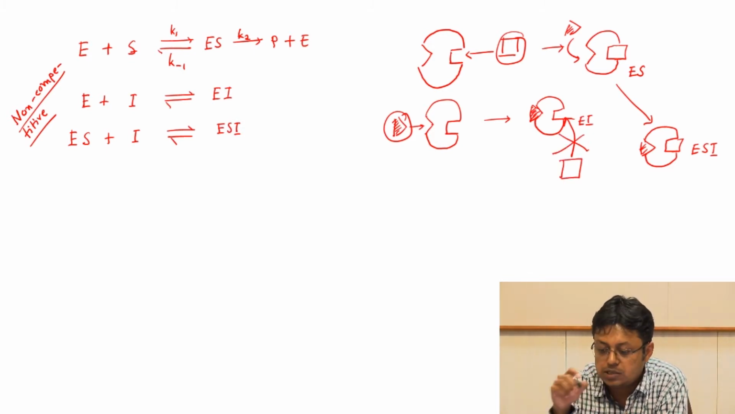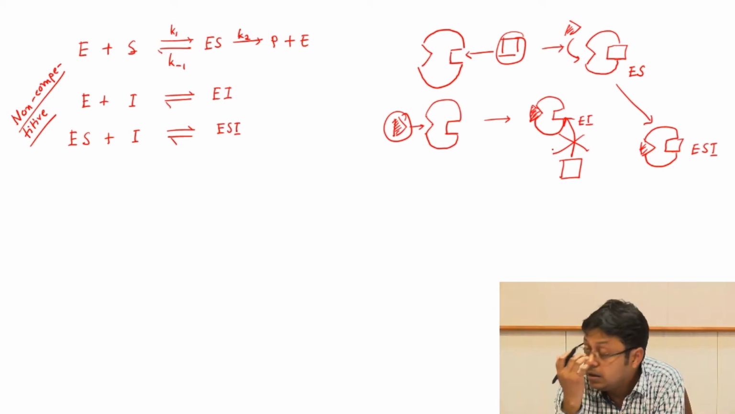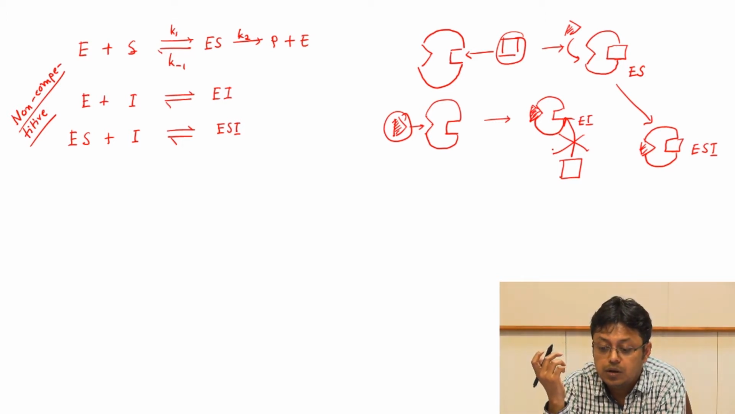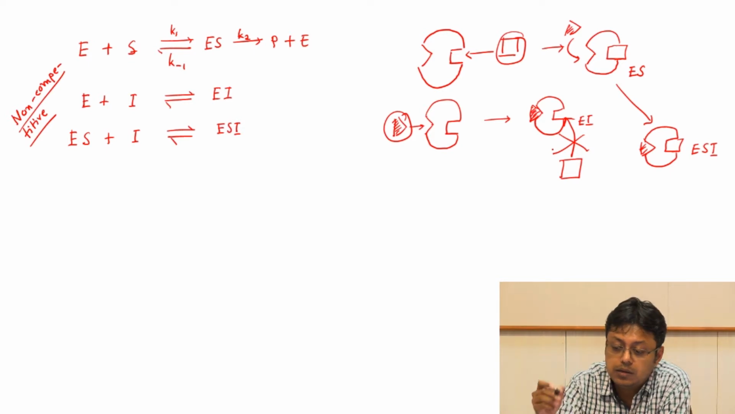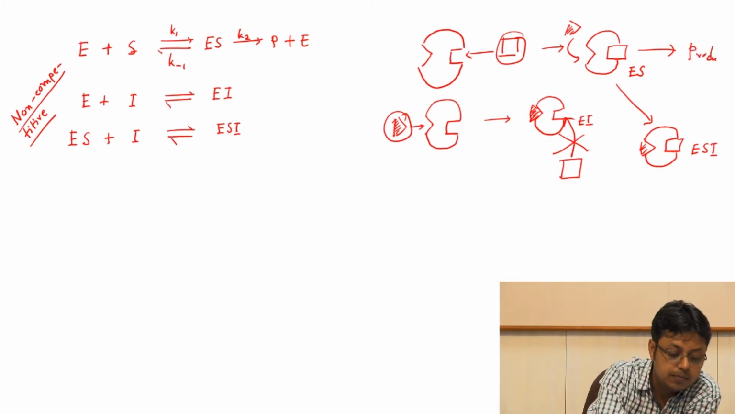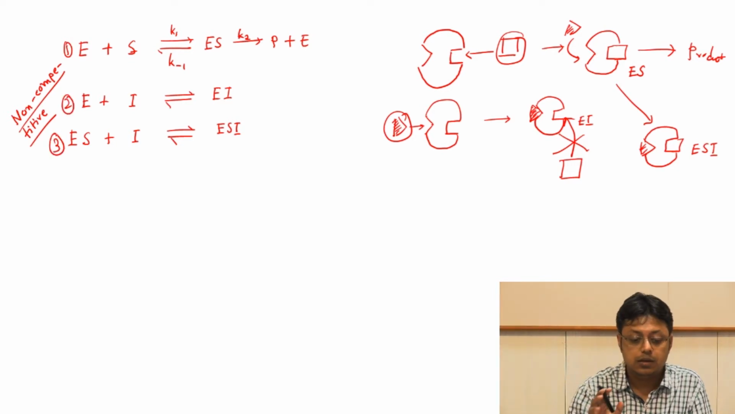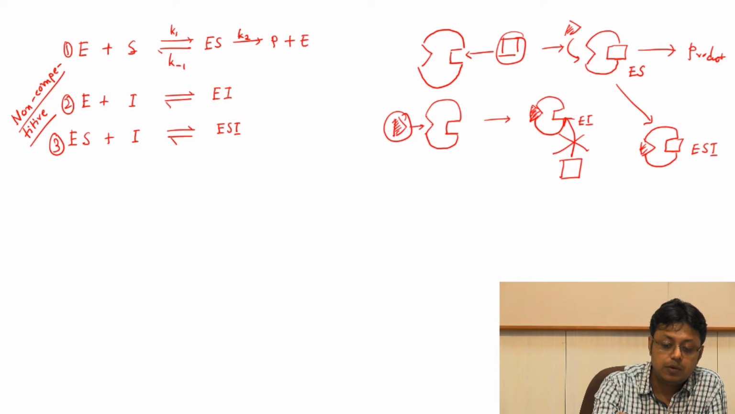So there is no such pathway that EI, the enzyme inhibitor complex, is going to the enzyme substrate inhibitor complex. So it is inhibiting whenever the inhibitor is binding. So the only pathway that the product can form is this pathway. So the first step, and we have an interesting third step here. Now you can use a similar way. You can write an equilibrium constant for this equation.